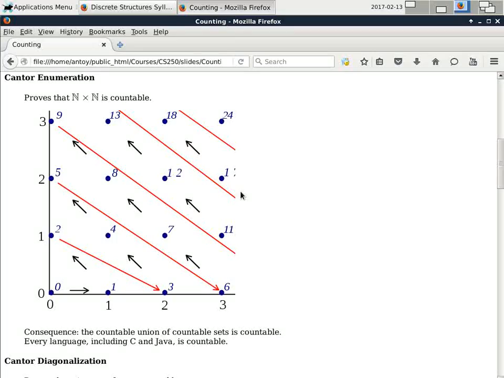All right? So there are some interesting consequences of this. If you have a countable union of countable sets, this is countable. Why? Well, because this line is countable, and the next one is countable, and the next one is countable, and there is a countable number of lines. Every language, including C and Java, is countable. How would you argue that the C language or the Java language are countable? Here you have the set of all the C programs. How do you put it in a bijection with the natural numbers?